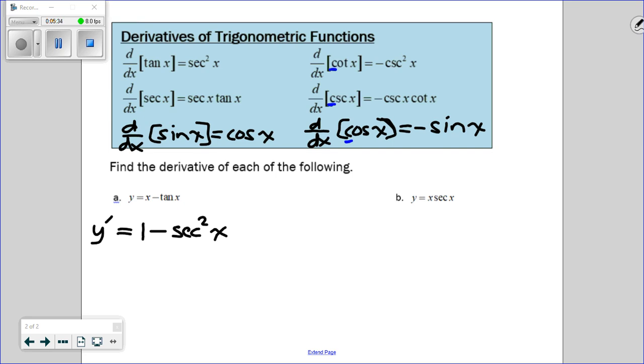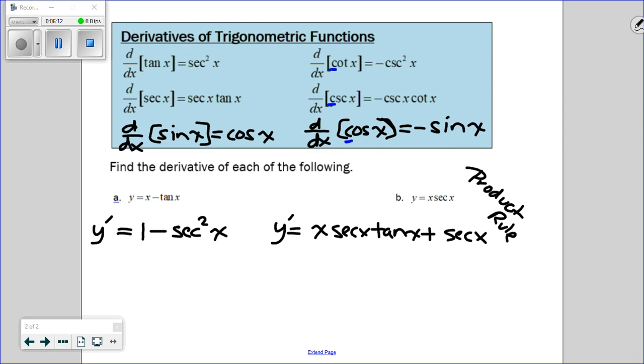Okay, now in our next example, the function is y equals x times secant of x. So remember, if you say times, that means product rule. Okay? So we've got to use product rule here. Okay, so in this case, our derivative would be first, which is x, times derivative of the second. And so remember, derivative of secant is secant x tangent x.